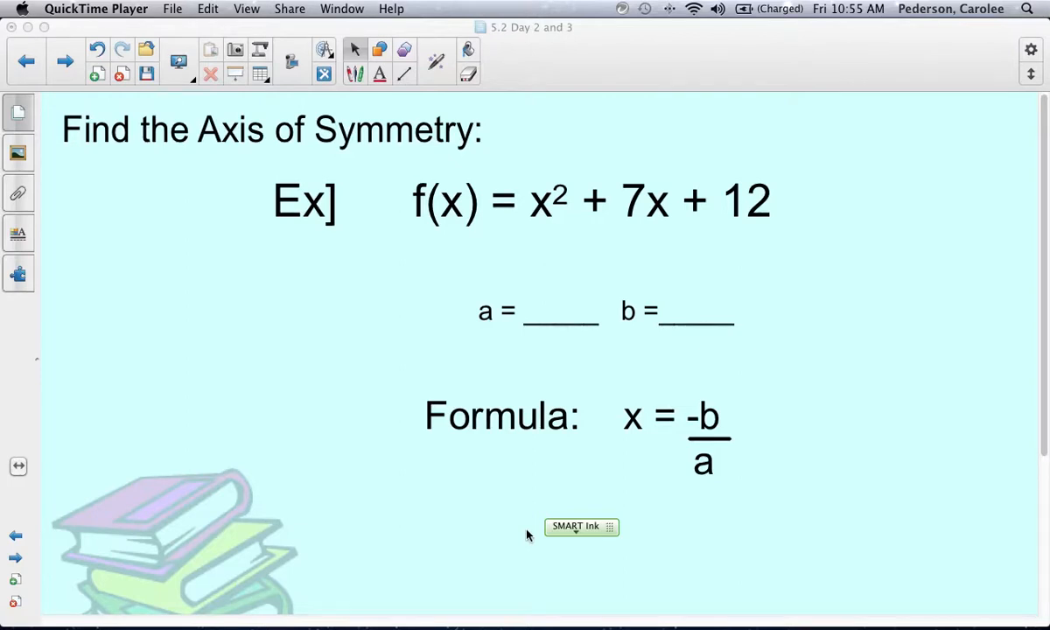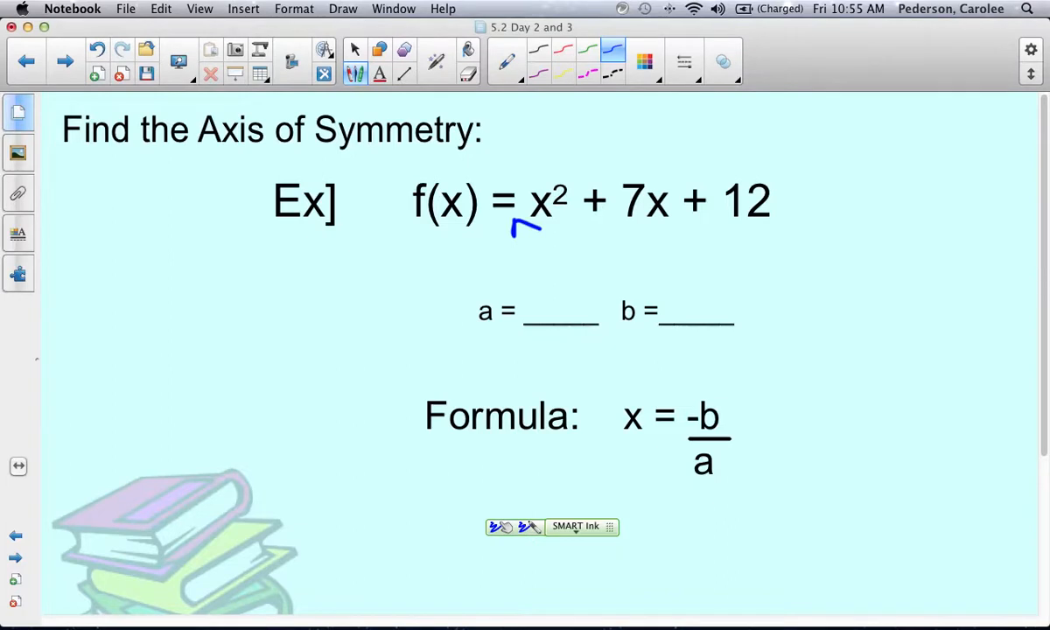What we want to identify is the value of A and the value of B, so we can then use the formula. So remember, the value of A is the leading coefficient in front of the x squared term. So that is 1. Then the B is the coefficient in front of the x term, which is 7. Then we're going to use the formula.